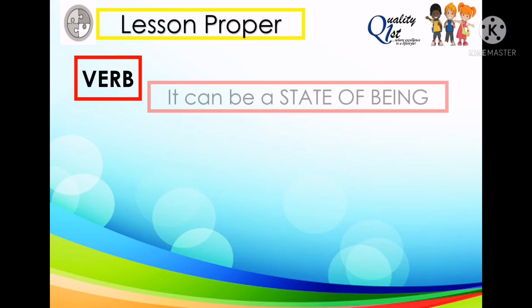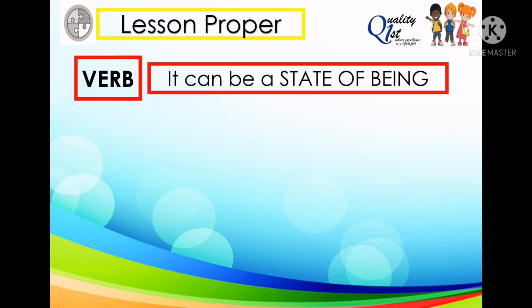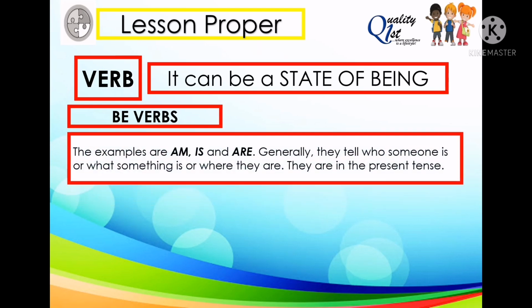Another meaning of a verb is it can be a state of being. And this is what we call the be verbs. Alright? Now, the examples are am, is, and are. Generally, they tell who someone is, or what something is, or where they are. They are in the present tense. The be verbs am, is, and are are all in the present tense.